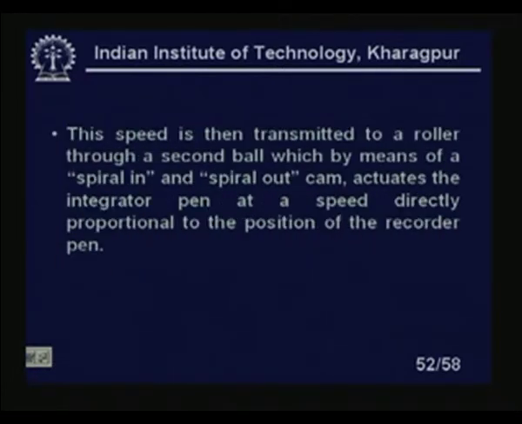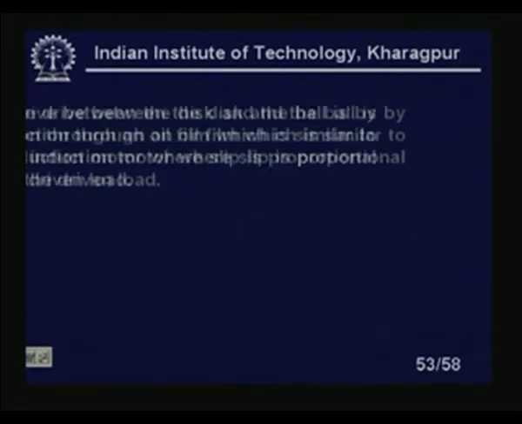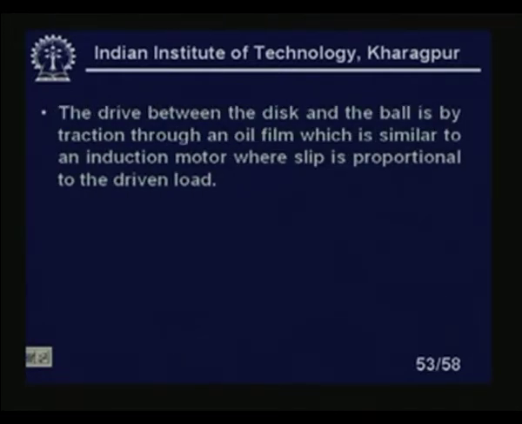The speed is then transmitted to a roller through a second ball, which by means of a spiral in and spiral out cam actuates the integrator pen at a speed directly proportional to the position of the recorder pen. Clear? It will be clearer once we show the diagram. The drive between the disc and the ball is by traction through an oil film, which is similar to the induction motor, where slip is proportional to the driven load.